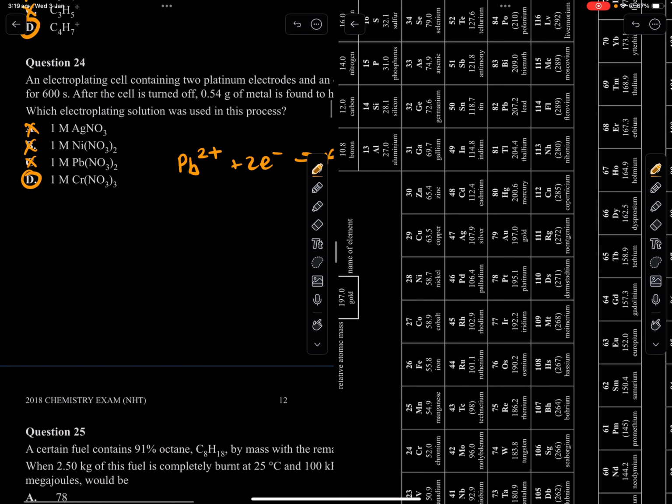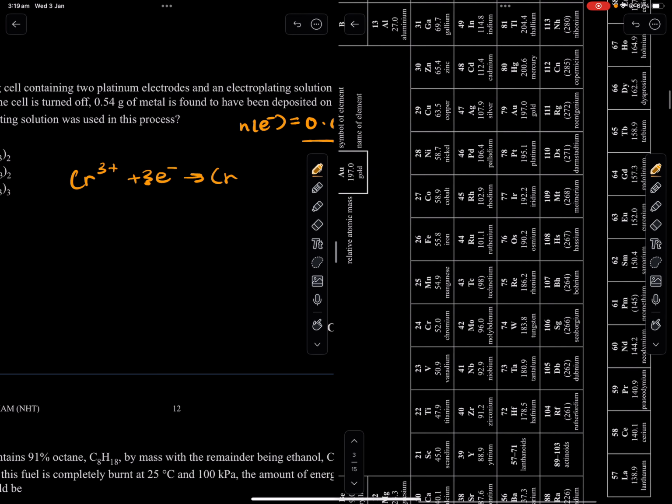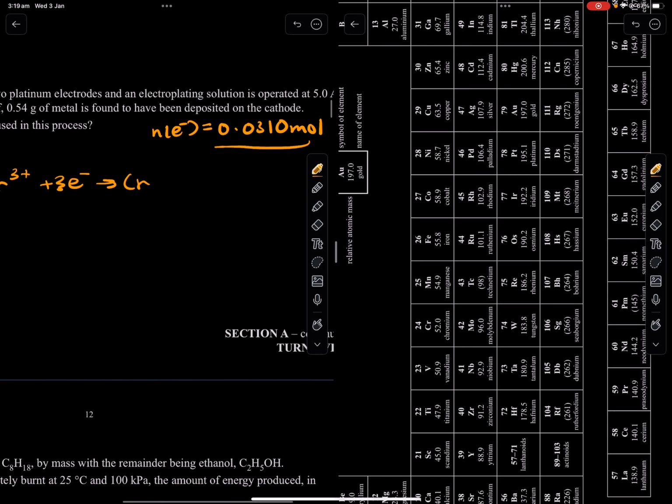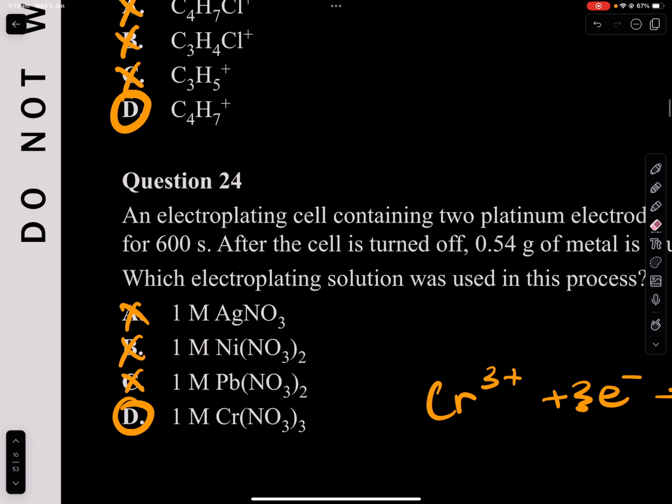Let's check D also. So remember, chromium is this. So 0.54 divided by the chromium. What is chromium again? 52. I times it by 3. Aha, now it's the same. So it's 0.0310. So D is your answer. Wow, D is still the same actually.